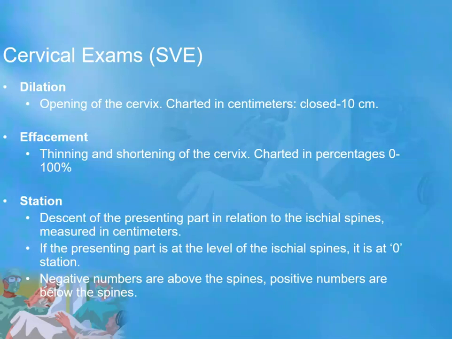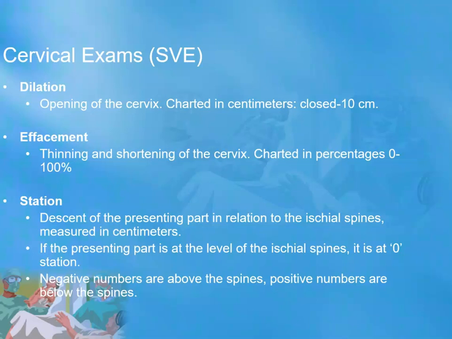The station, again, remember, I always say, compare it to a math line, where you've got positive numbers on a plane and negative numbers on a plane, and 0 would be neutral. Well, the descent of the presenting part, we use the ischial spines as our landmark. It's measured in centimeters. So if the ischial spines is my landmark and my presenting part is at the ischial spines, we consider this at 0 station.